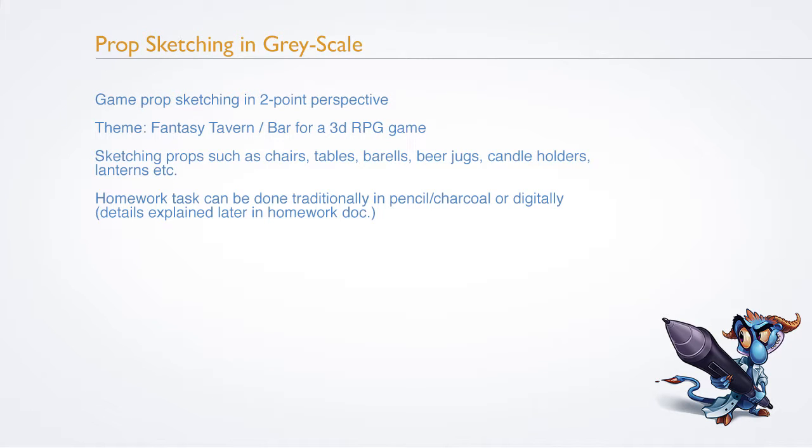For this demonstration, I'm drawing some props in perspective. The theme is an old fantasy tavern, so I'm going to visualize items like chairs, tables and barrels. This is a useful visualization technique if you're going to 3D model later. I'm doing this digitally, but for your homework you can do this traditionally or digitally if you have a tablet.